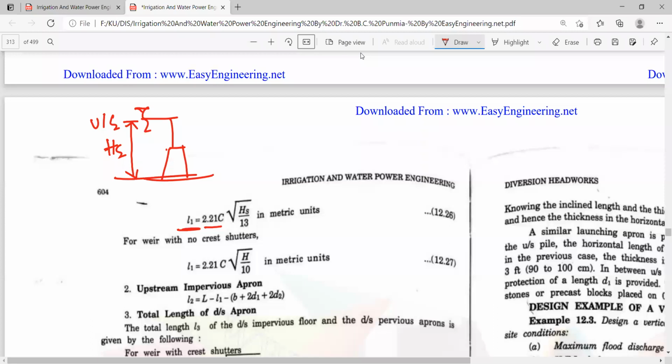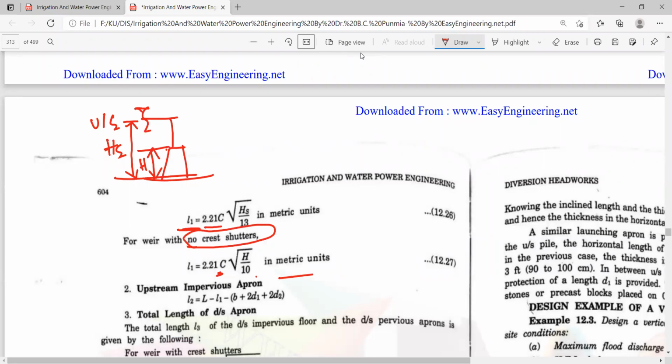If there are no shutters, so the water is stored only by the weir portion, then the head is called H. Then L1 will be equal to 2.21 C into root of H by 10. This is the formula in metric units. Okay, so this is the calculation of L1.